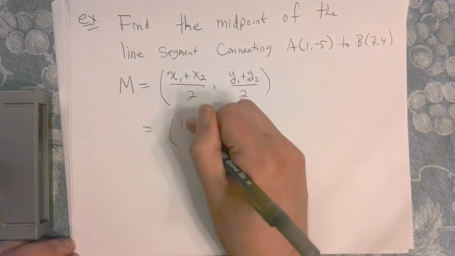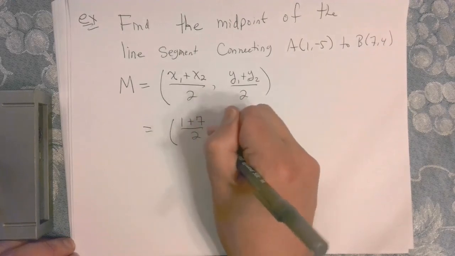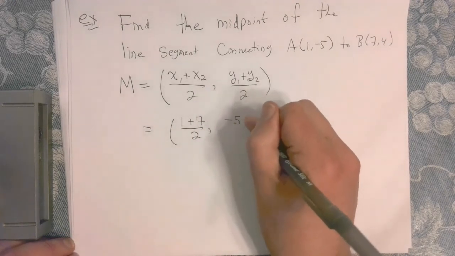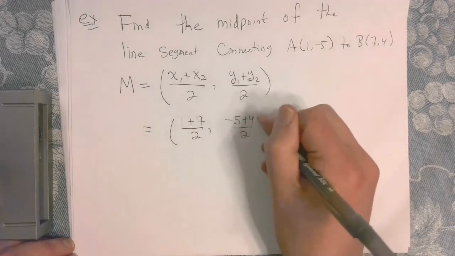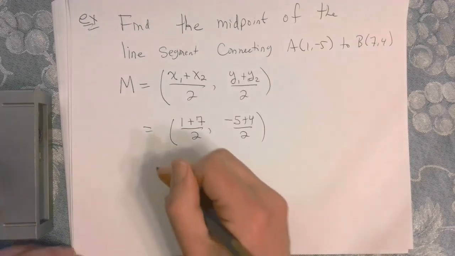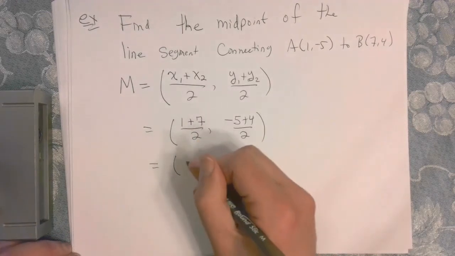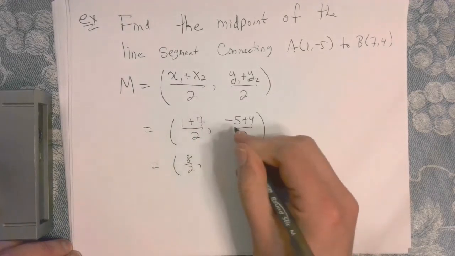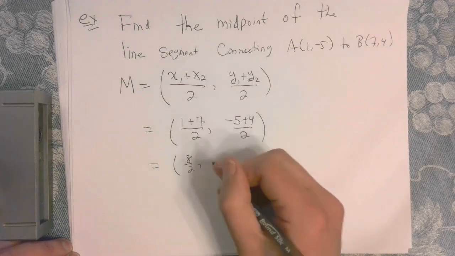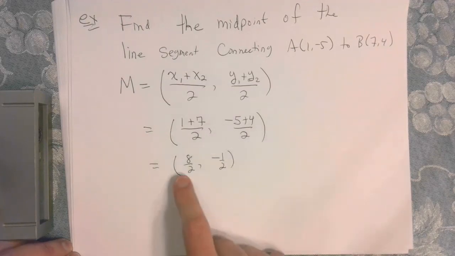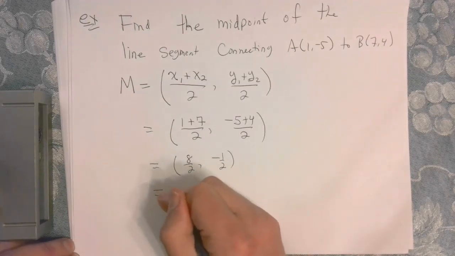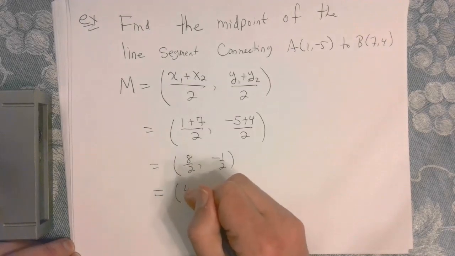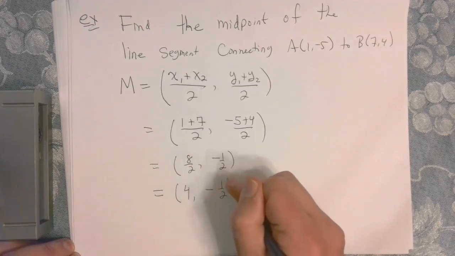Okay, so let's go ahead and set up the average of the x values and set up the average of the y values. So this gives me, it looks like 8 halves, and this gives me, so that's going to be minus 1 half. But of course we can reduce that. And so this gives us 4, minus 1 half.